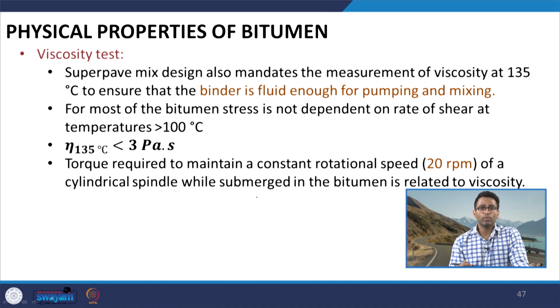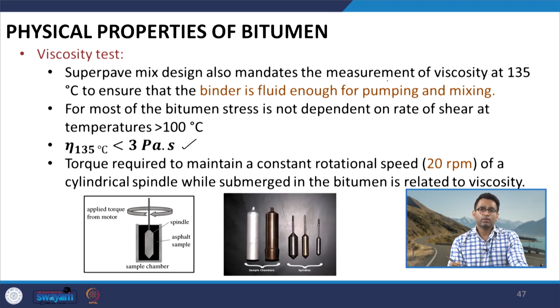In the Superpave mix design process, which we will be discussing later in our presentations, one of the requirements under the binder testing category is to ensure that the viscosity of the bitumen at 135 degrees Celsius is less than 3 Pascal second. This is required to ensure proper pumping and mixing characteristics of the bitumen. Here a rotational viscometer is used. If we try to understand the working mechanism of a rotational viscometer, it is simple.